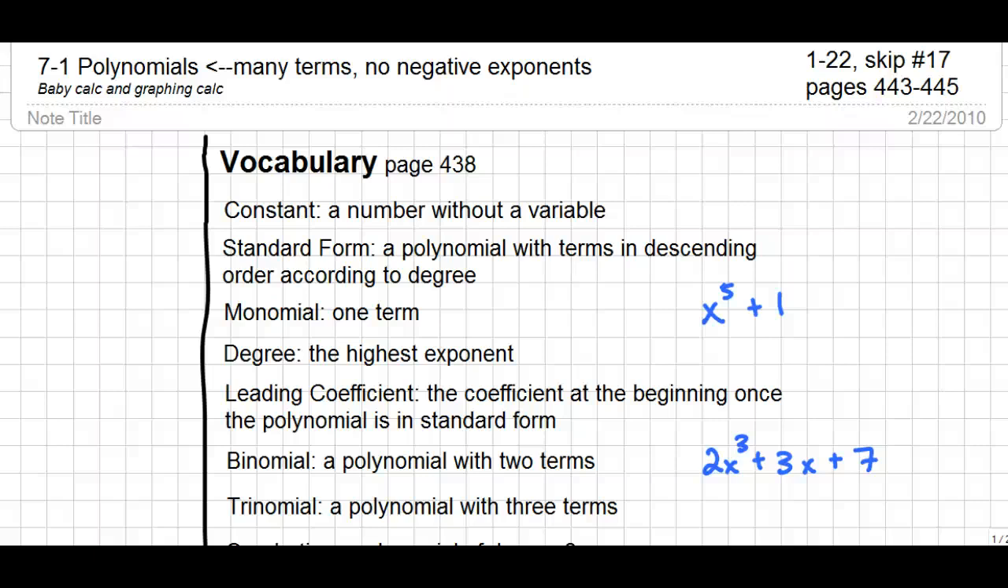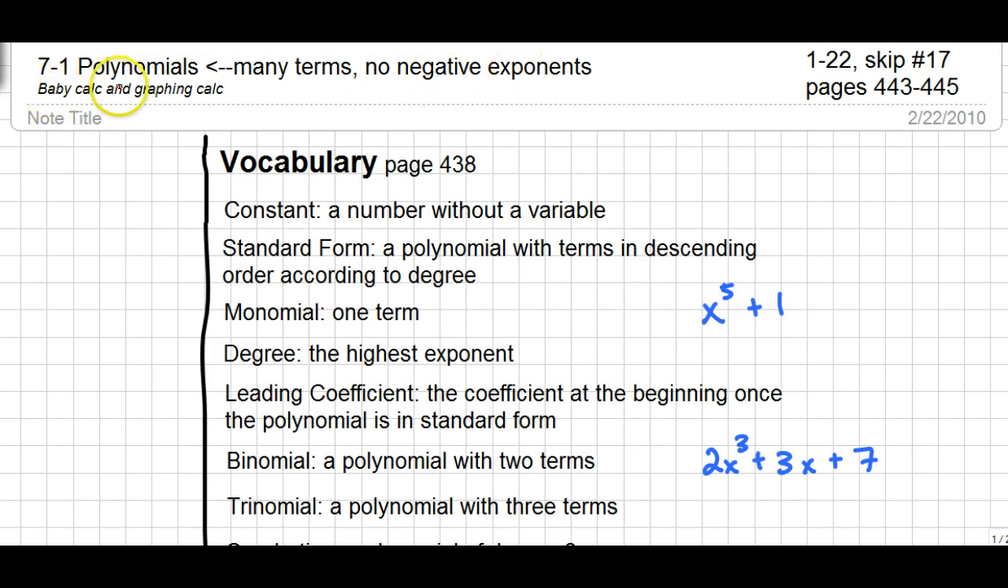This lesson is for FST Lesson 7.1 on polynomials. The word polynomials comes from the word poly and then nomials. Poly means many, nomials means terms. So if you're working with a polynomial, typically it'll have many terms. Keep in mind that polynomials do not have any sort of negative exponents.